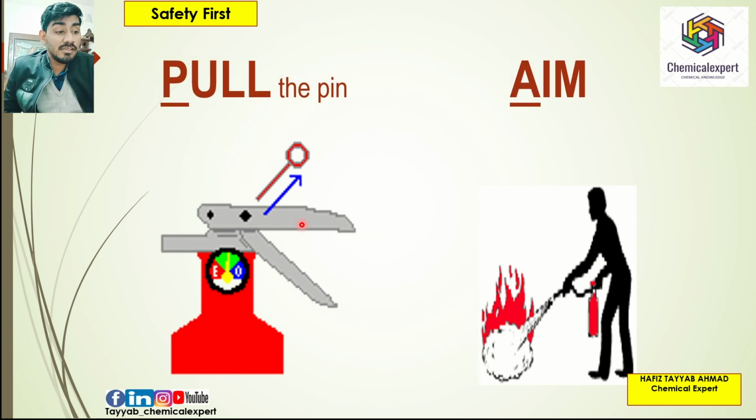So again, you can see pull. This is just like you can see over here, a pin. You have to pull the pin, remove the pin. Next one is aim at the base of the fire. Don't use the fire extinguisher on the top of the fire. You have to aim at the base of the fire, otherwise it's not effective to use.